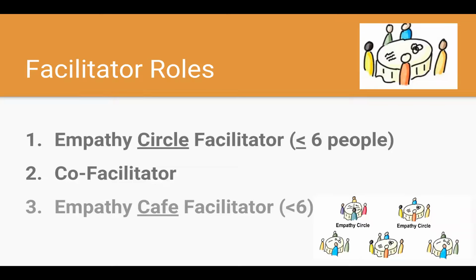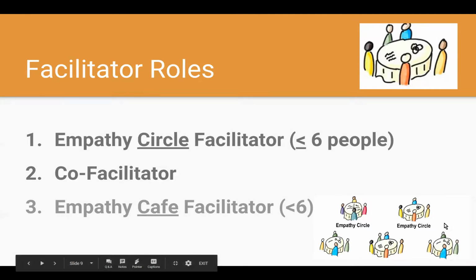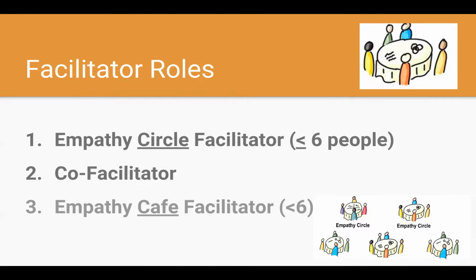And then there's the empathy cafe facilitator role. This is if there's more than 6 people, and if you have 7, 8, 10, 20 people, we divide into smaller groups, and it takes a person to facilitate that larger event. And then every group circle has a facilitator of its own. But we decided not to really go into the cafe facilitator role. Maybe in module 2, we'll do a whole different module just on hosting an empathy cafe because it's much more complex. We're just looking at what it's like to facilitate an empathy circle in this session.